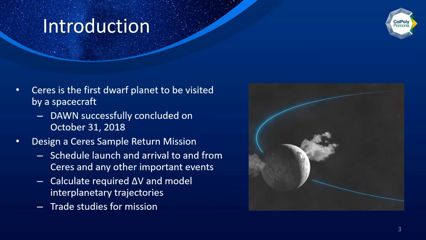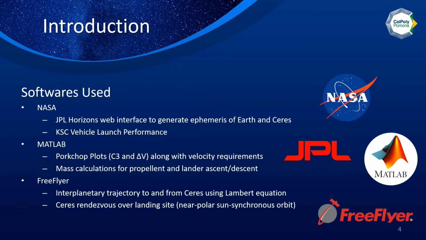Ceres is the first dwarf planet to be visited by spacecraft, that being Dawn. With the conclusion of that mission, a new interest is sparked to design a sample return mission. For our mission design, we were tasked to schedule major events of our mission, calculate pertinent values such as delta V's, and trade studies for launch vehicles. Software primarily used to complete this mission were NASA JPL's Horizons Web Interface to generate ephemerides, MATLAB to generate porkchop plots and mass calculations, along with FreeFlyer to model trajectories and rendezvous.